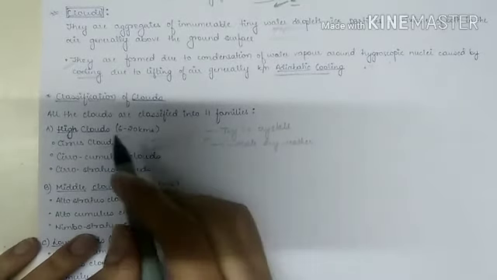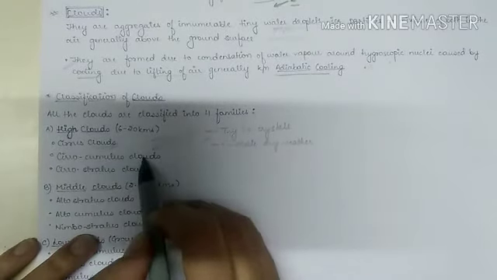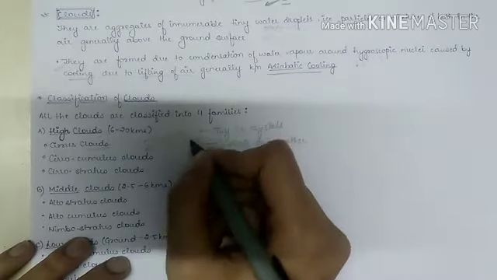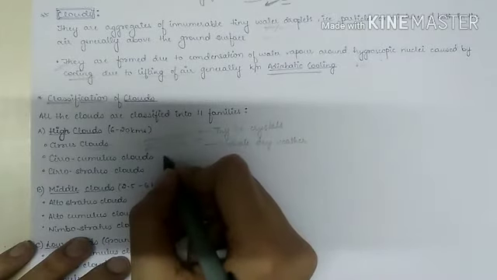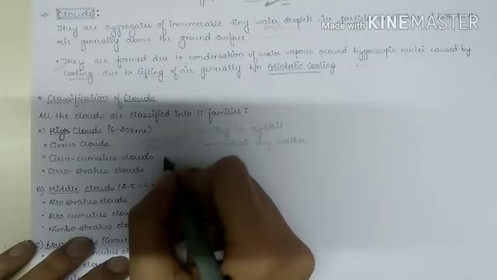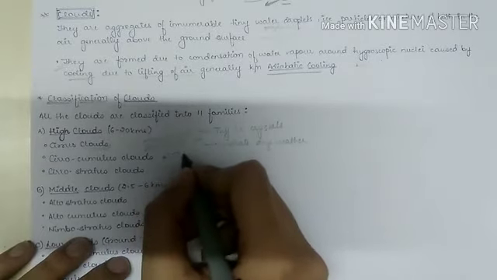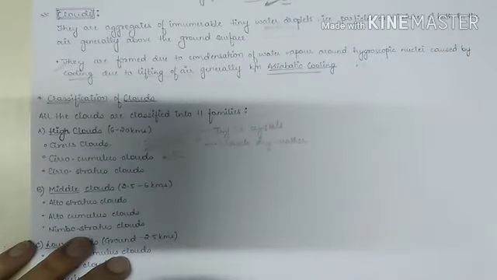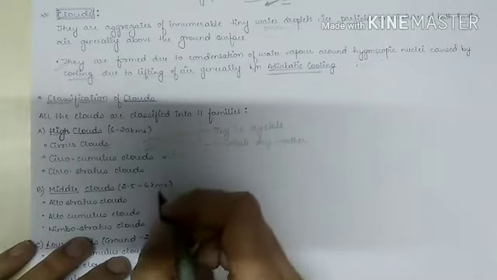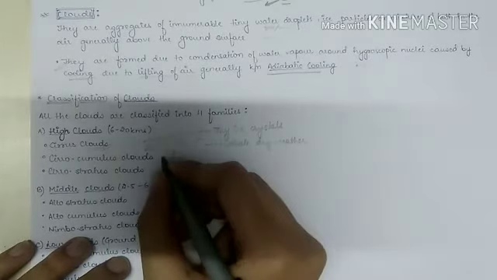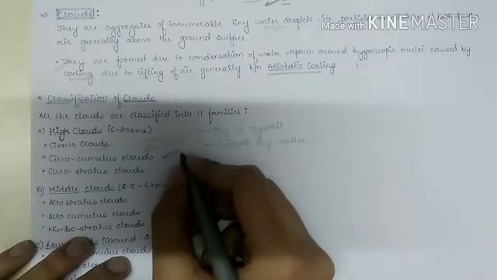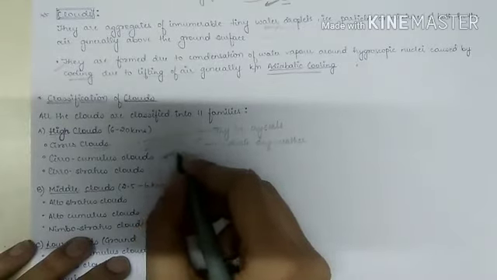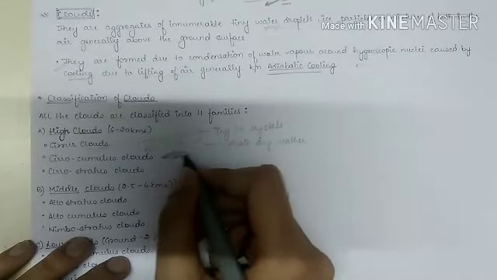Now, next is cirrocumulus clouds. Cirrocumulus clouds are white clouds having a cirriform layer or patches of small white flakes. They generally appear like ripples. So, small white flakes, we can say, and they appear like ripples.